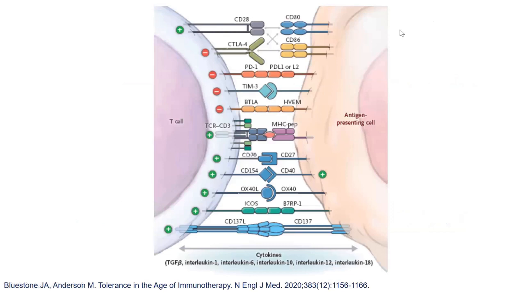This is a classic picture of the immune synapse showing how many inhibitory or tolerance-inducing ligands there are. And when we try to break that tolerance with CTLA-4 or PD-1 blockers, we are unleashing more T cell activity in response to an antigen-presenting cell's antigen of interest to the T cell receptor.